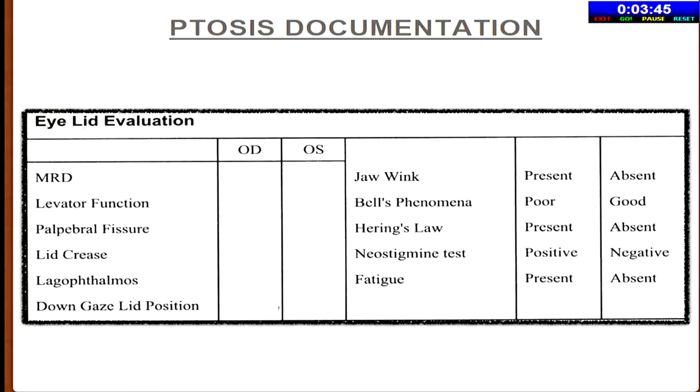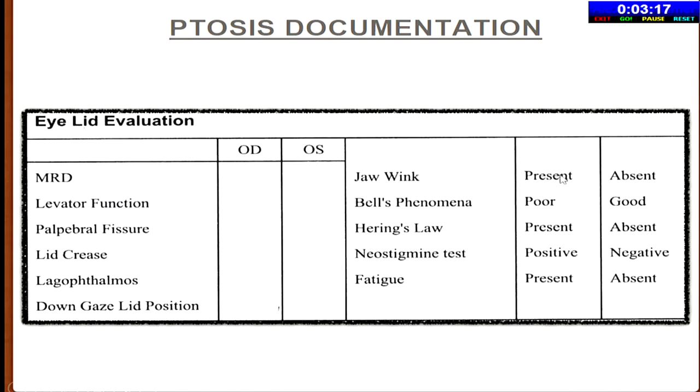So this is how we should document any ptosis case. Look for MRD, levator function, palpebral fissure height. Lid crease is the distance between the lid margin and the lid crease with the patient looking down. Look for any lagophthalmos, because the lagophthalmos can worsen after ptosis surgery. Lid position on down gaze, especially in children, who can have a lid lag. Document whether the child has got a lid lag or not.